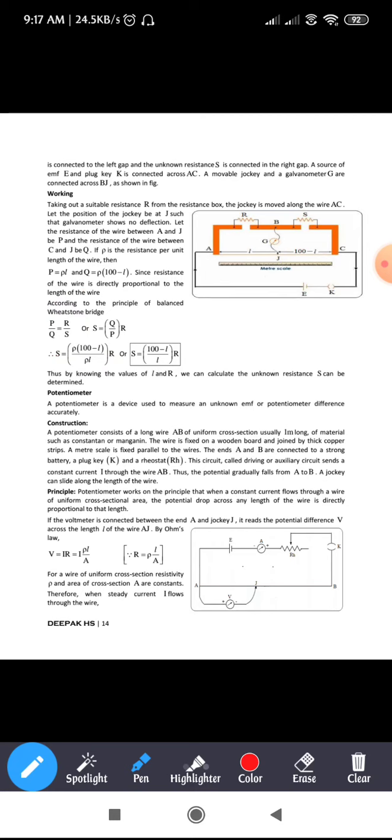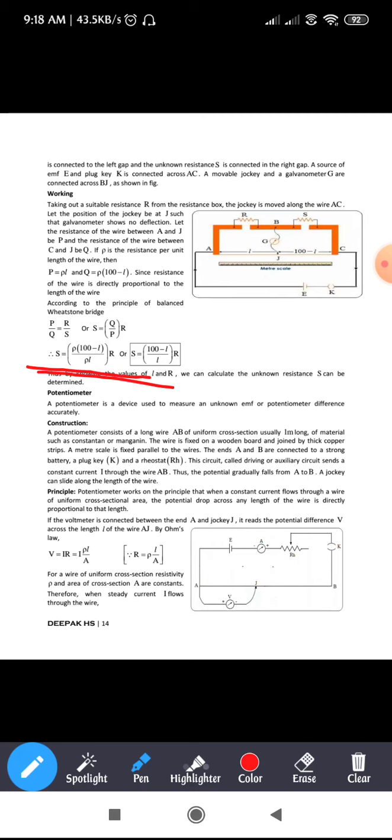So now we know the values of Q and P. Substitute the values. So S comes out to be rho into 100 minus L divided by rho into L. So rho and rho get cancelled out. The left out thing is S is equal to 100 minus L divided by L into R.